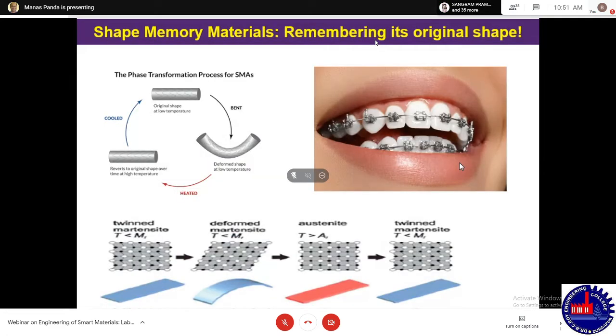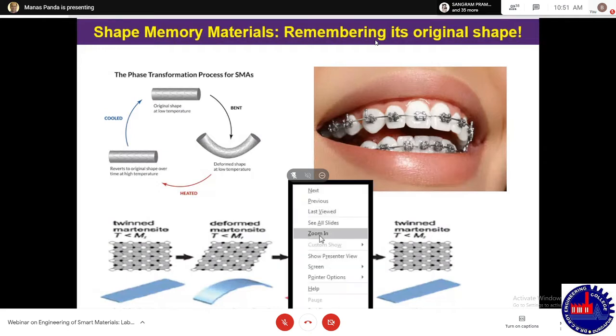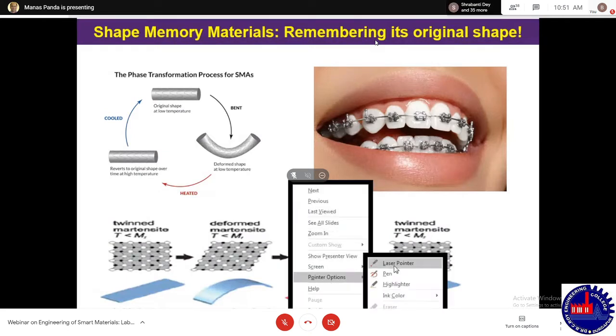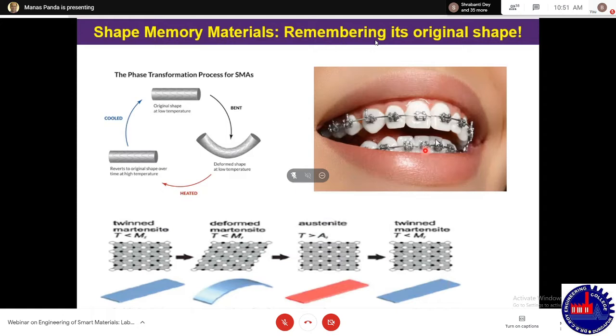And this one, the teeth-based one, which is shown over here, actually works in this mechanism. So this is at a certain phase. You can see how the phases are changing, austenite to martensite, when you start cooling them. So this is one phase, and in that phase, if you bend it, it is deformed. And then if you start heating, that means it's coming from martensite to austenite phase, it will again try to come back to the original shape.